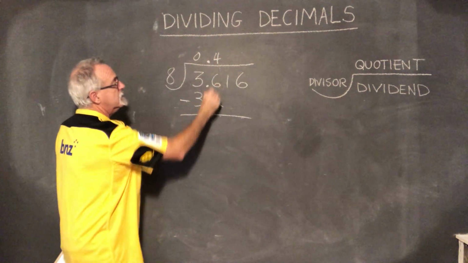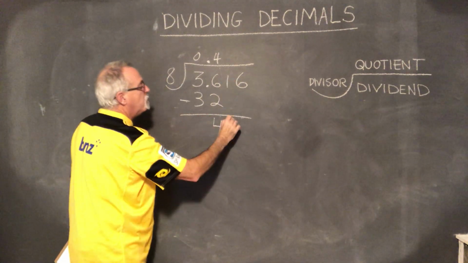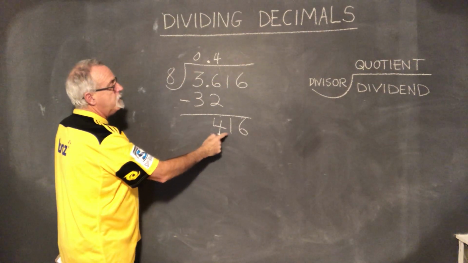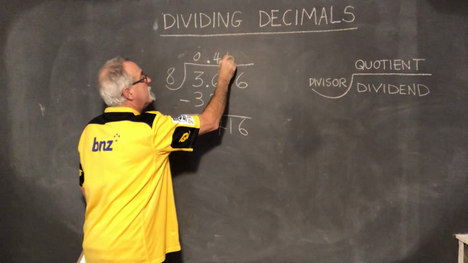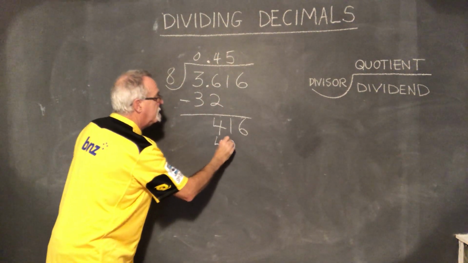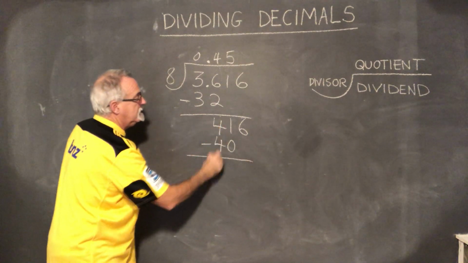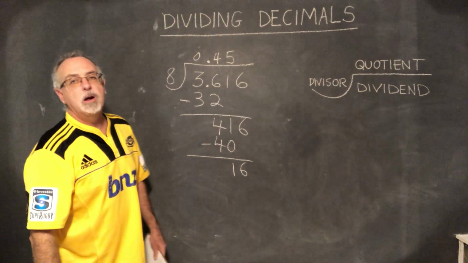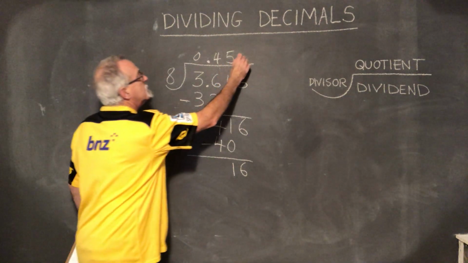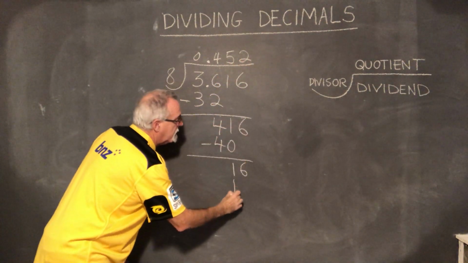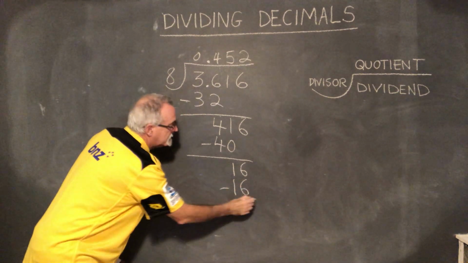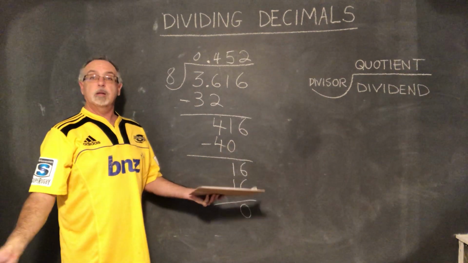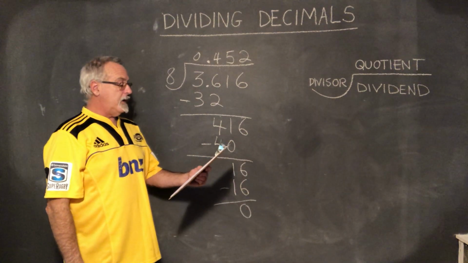Subtract, the 3's cancel, 6 minus 2 is 4, and the 1 and the 6 carry down. Does 8 fit into 41? Yes. 8 times 5 is 40. I subtract, these cancel, 1 minus 0 is 1, the 6 carries down. Does 8 fit into 16? Oh yes. 8 times 2 is 16. I write the 2 there, I multiply, I do my subtraction, I get a 0, I know I'm finished. 0.452 is my answer, and I'm quite satisfied with that.